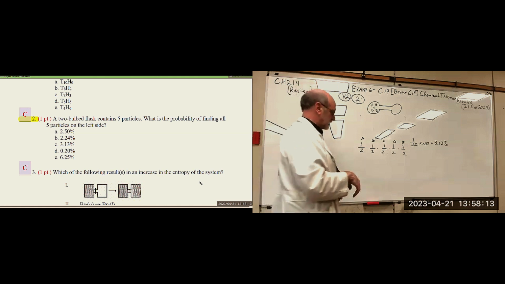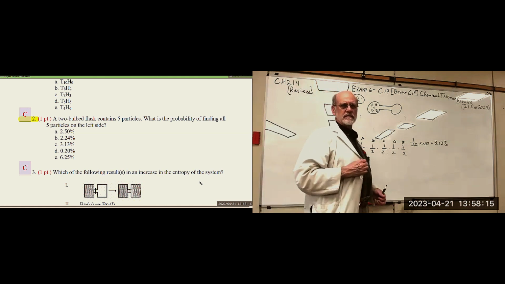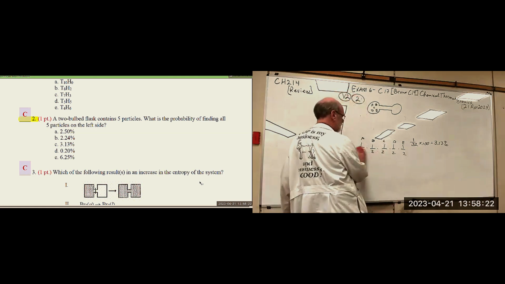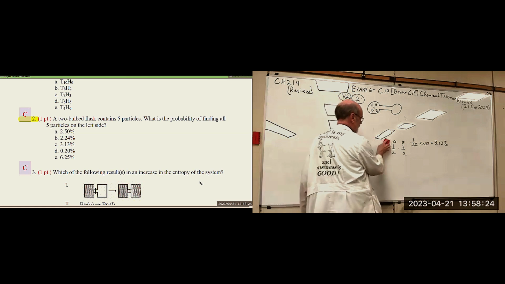That's probability. How far have you gone? Algebra? They teach this in algebra? Okay. So I'm not telling you something you don't already know.